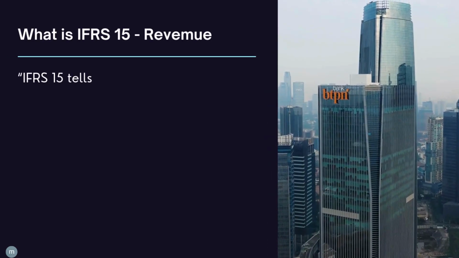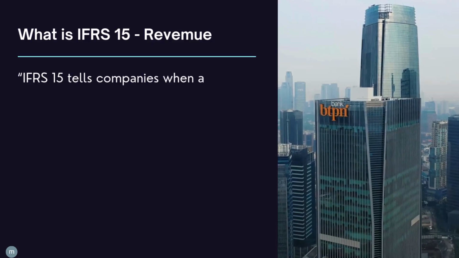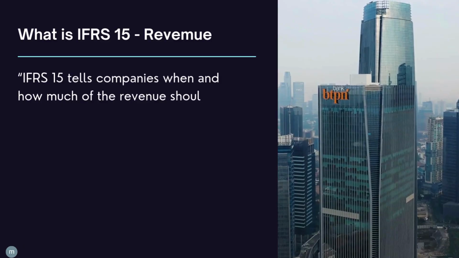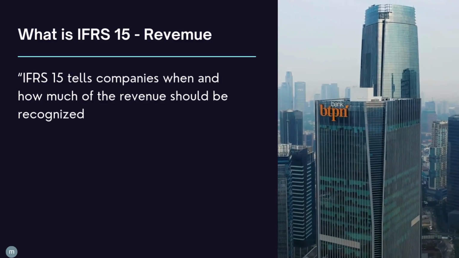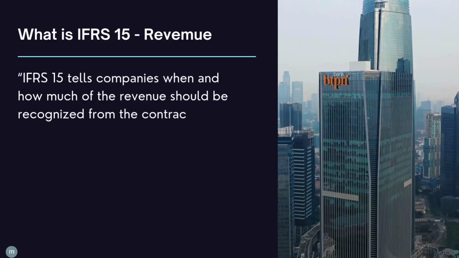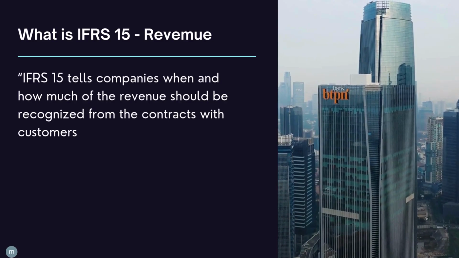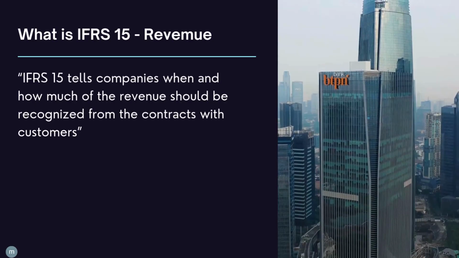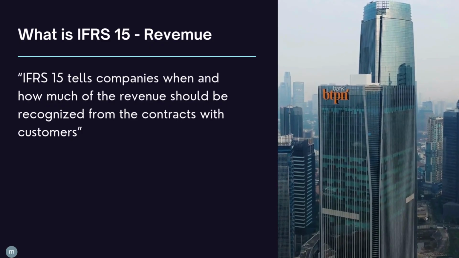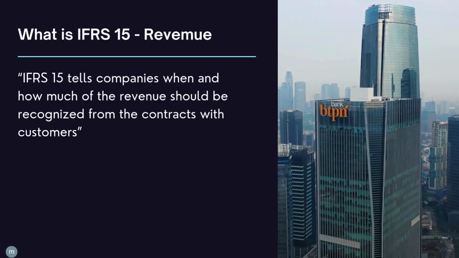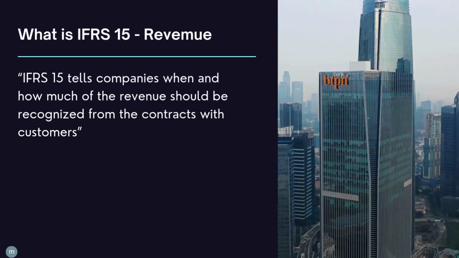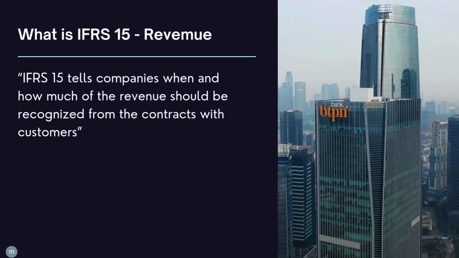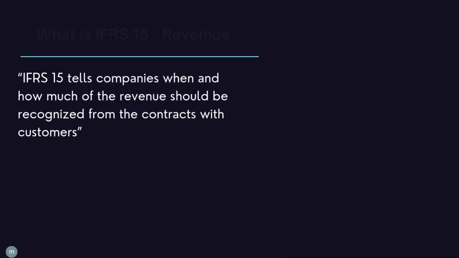Okay, so first things first, what is revenue? So revenue is basically the income a business earns from its main activities, like selling goods, providing services, or both. Simple, right? But here's the catch. When companies make multi-service deals, receive advance payments, or promise extra goodies, it gets tricky to figure out when you should actually record the revenue. So that's where IFRS 15 comes in to save the day.